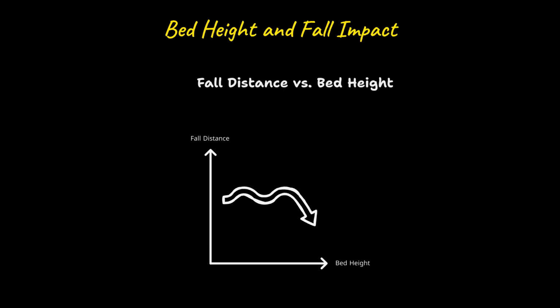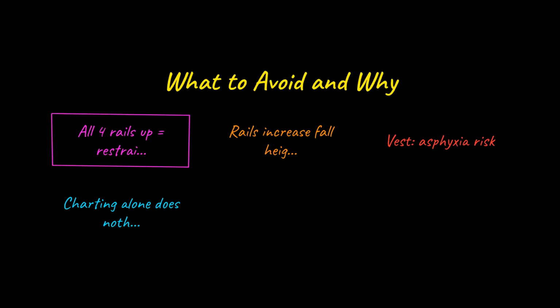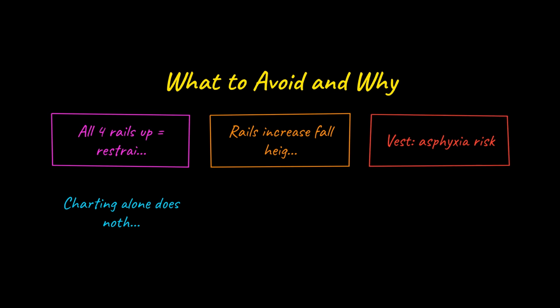Mechanically, a lower bed converts a dangerous fall into a much safer one. The shorter the drop, the less force on impact. Paired with a bedside fall mat, this simple adjustment dramatically reduces injury severity without restricting the patient at all. Raising all 4 side rails is legally and clinically classified as a restraint, and when a confused patient climbs over them, the fall height is greater. Vest restraints carry serious risks including asphyxia and entrapment, and require a physician order. Simply documenting a low bed without acting on the patient's need prevents nothing.